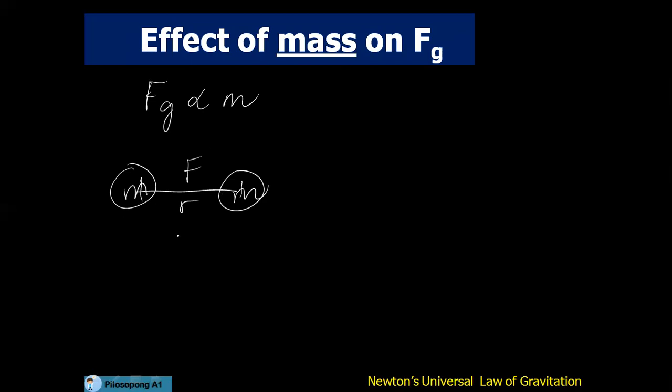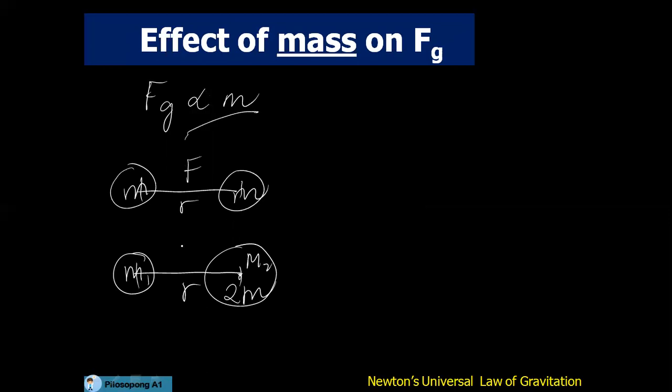But how about if we double the mass of one of the objects, like this one? So we have the mass of the first object, and assuming that we have the same distance, this is mass number 2. So we double the mass of this object at the same distance. So what will be the value of F? Since they are directly proportional, we can get a value of 2F. So the force will also double.